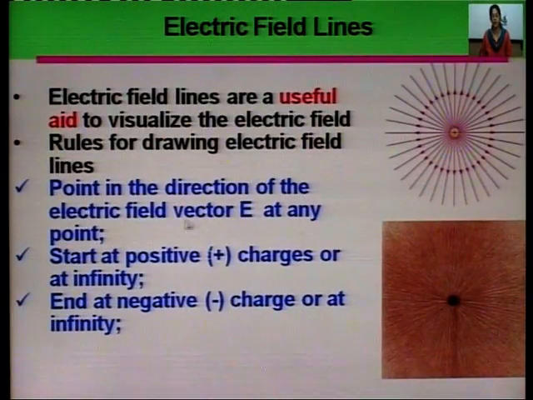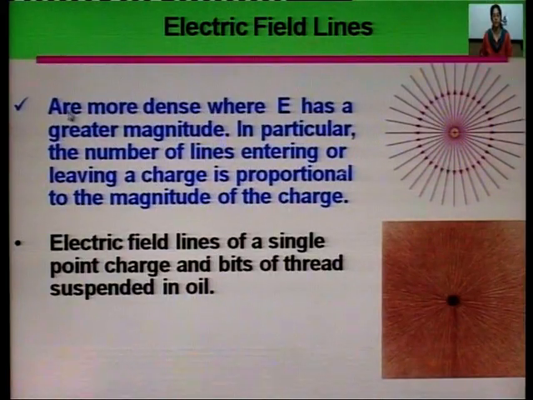Lines point in the direction of the electric field vector E at any point, start at a positive charge or at infinity, and end at a negative charge. So electric lines of force start from positive charge and end on negative charge. Electric lines of force are more dense where E is greater in magnitude. If the electric field magnitude is greater, then the density of electric lines of force will also be greater. In particular, the number of lines entering or leaving a charge is proportional to the magnitude of the charge.